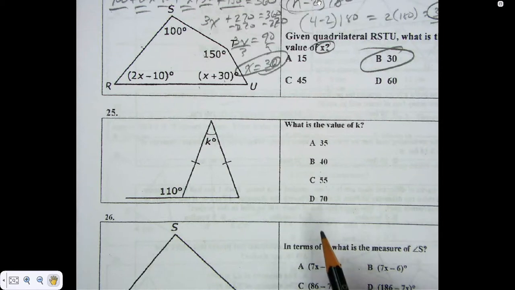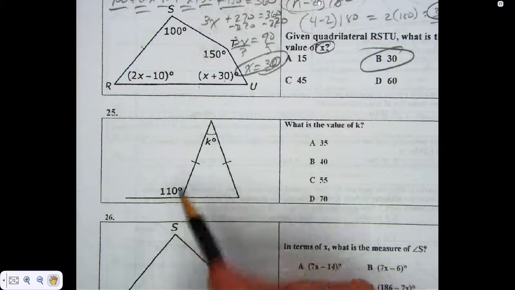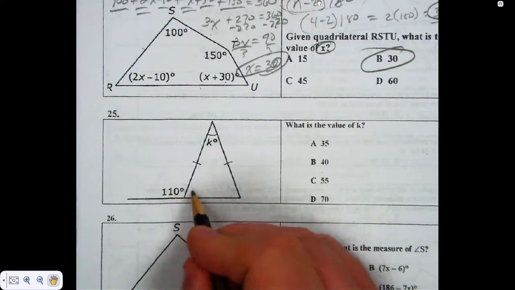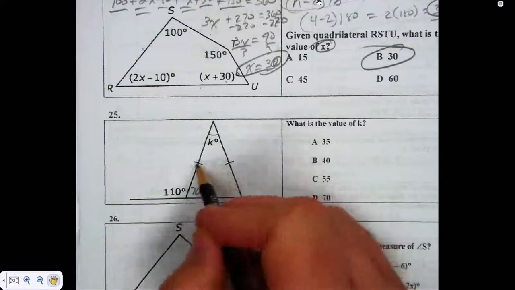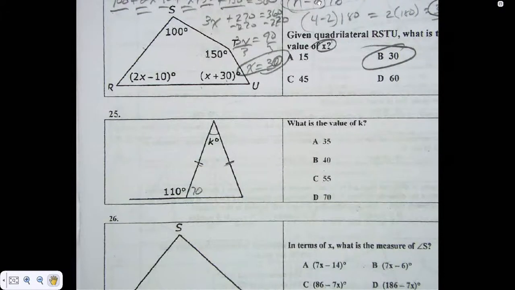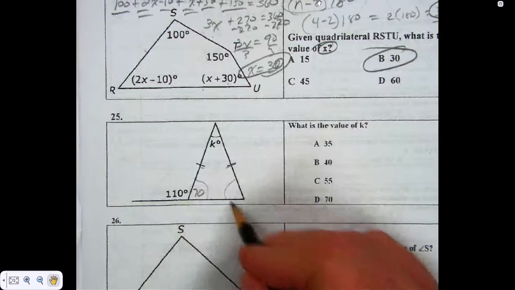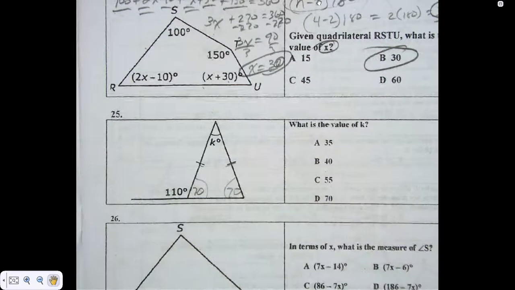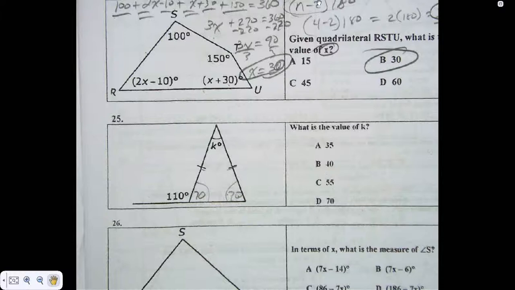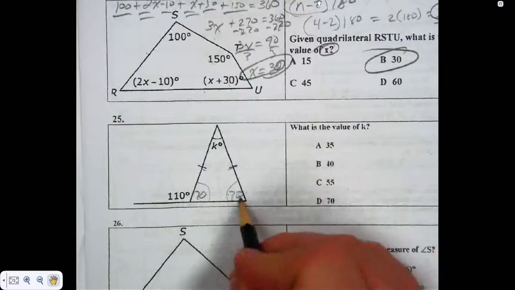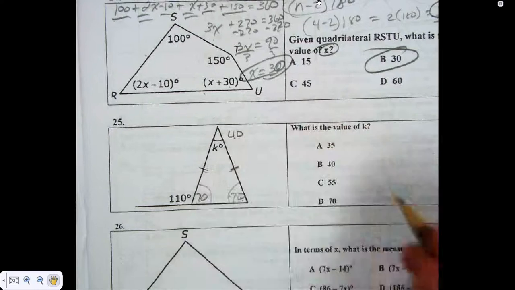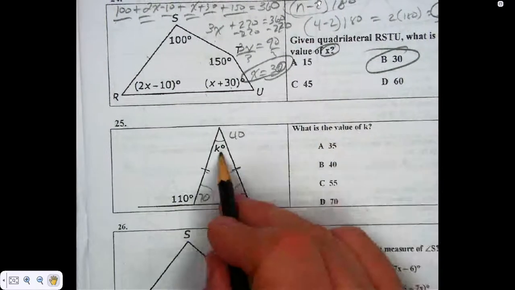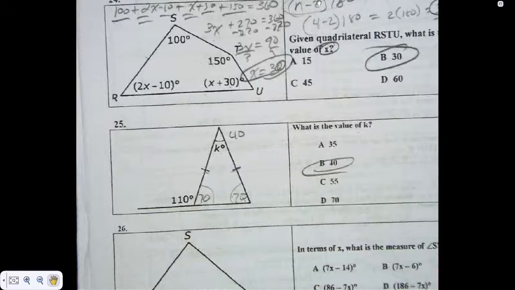If this is 110, what's this? 70. If two sides of a triangle are congruent, what do you know about the two angles? The two angles are also congruent. So if this is 70, what's this? 70. Look, before you answer, what's 70 plus 70? 140. How much is left for this to be? 40. Is that what they asked for? What is the value of k? Yep, 40.